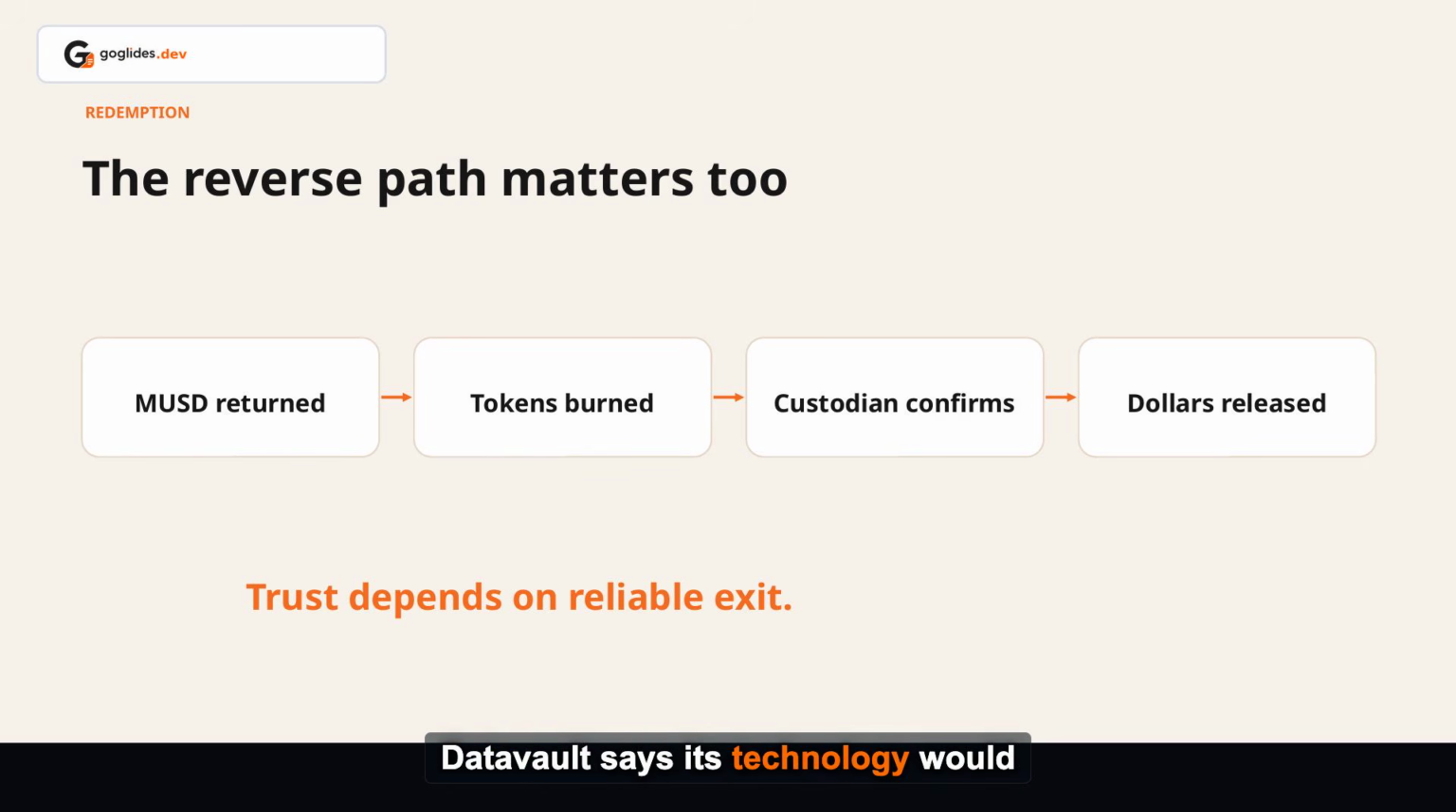Datavault says its technology would support this issuance, redemption, compliance, and transparency workflow. That is the recurring revenue argument. DVLT would not simply build the system once and disappear. Its software could remain involved every time MUSD is issued, redeemed, or checked.